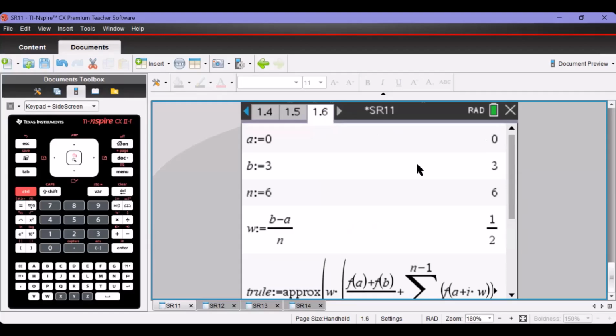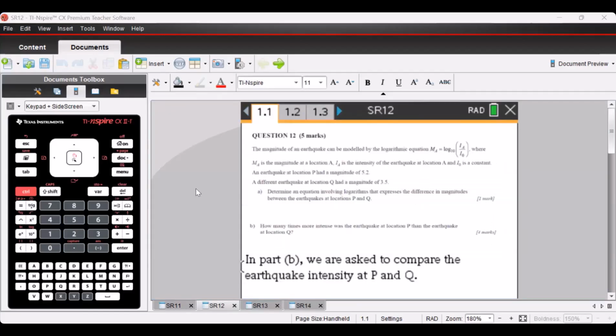In question 12, we're told that the magnitude of an earthquake can be modelled by the logarithmic equation m subscript a equals log to the base 10 of I subscript a on I subscript 0, where m subscript a is the magnitude of the earthquake at a location A, I subscript a is the intensity of the earthquake at location A, and I naught is just a constant. So an earthquake at location P had a magnitude of 5.2, and at a different location Q, a different earthquake had a magnitude of 3.5.